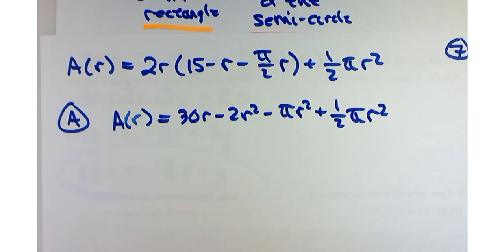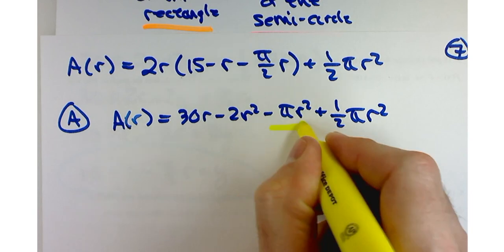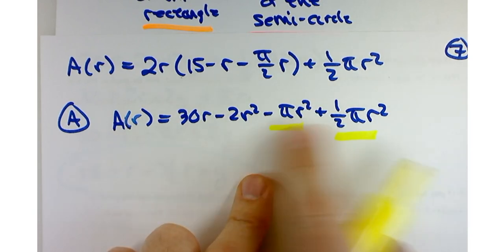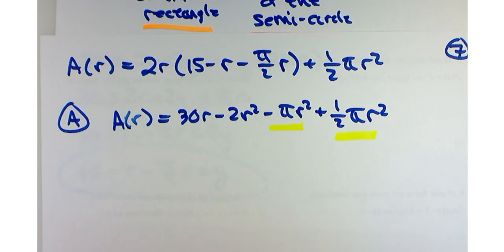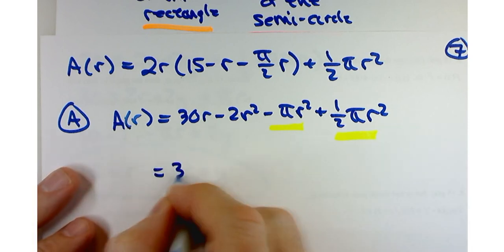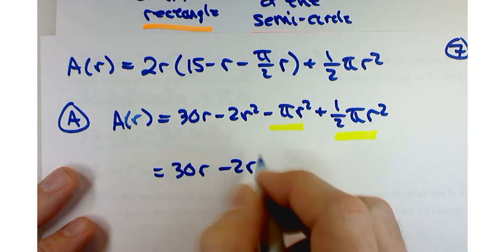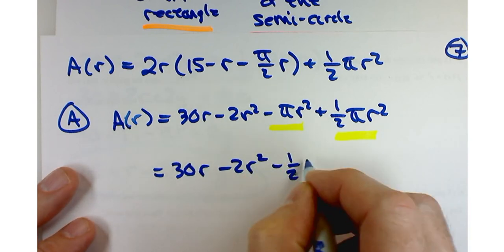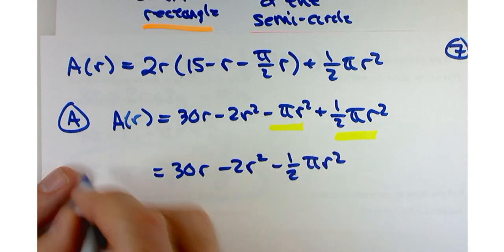I'm not sure if anyone sees it, but do you notice that there's like terms here? These two. Minus 1 and plus 1/2 gives me a minus 1/2. So again, making our life of finding the derivative just a little bit easier. 1/2 pi r squared.